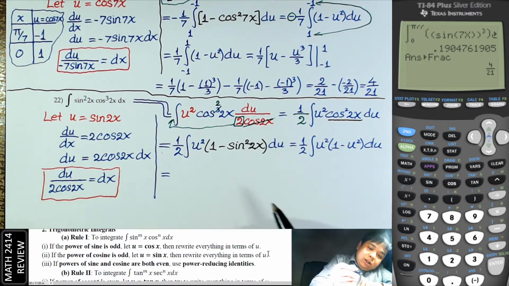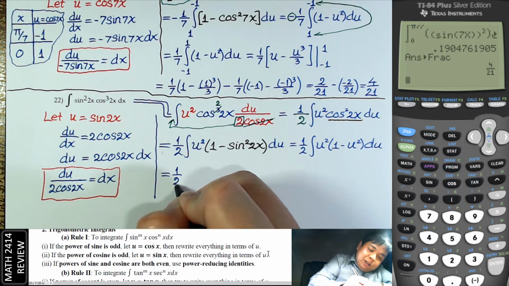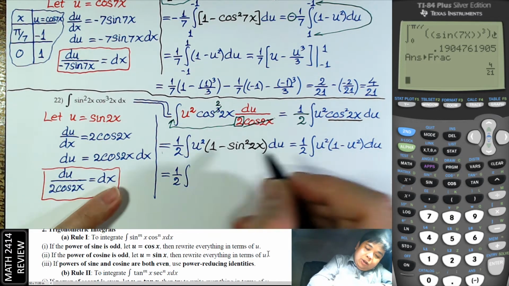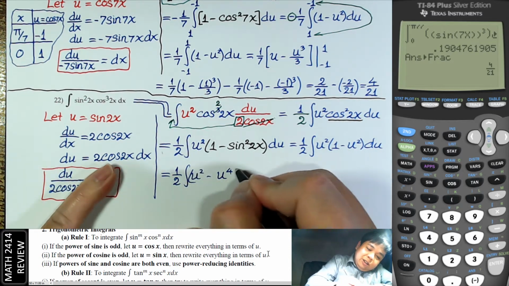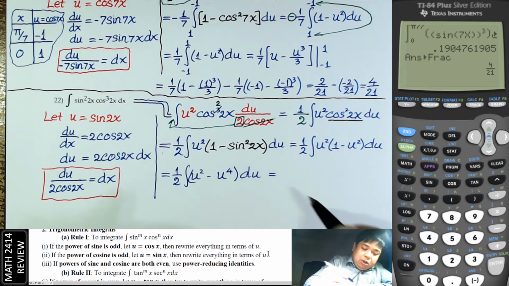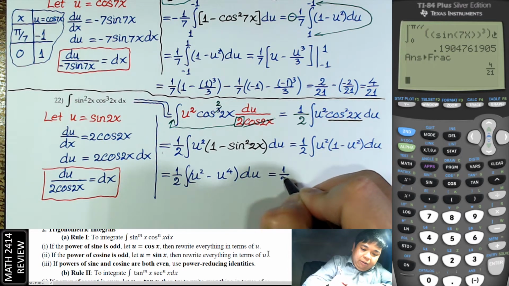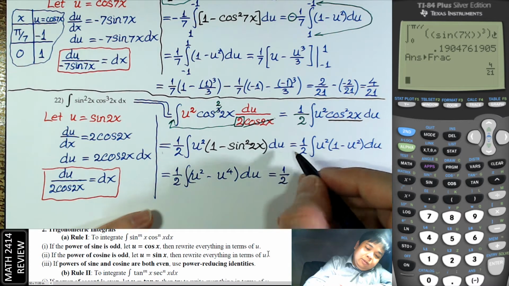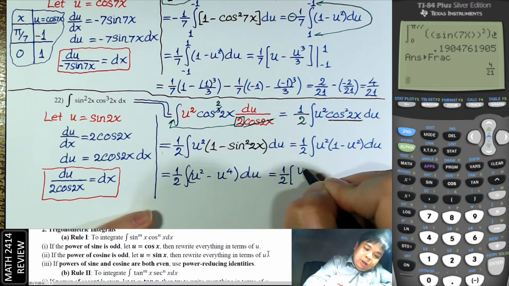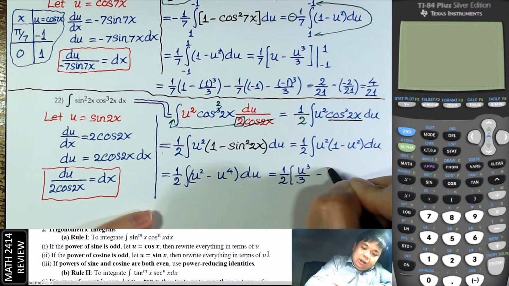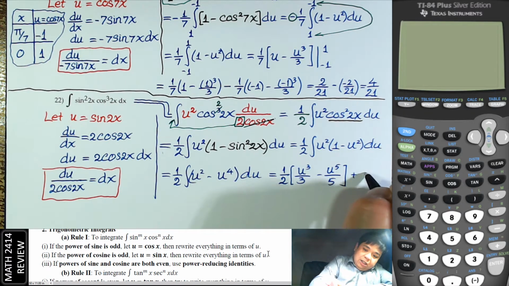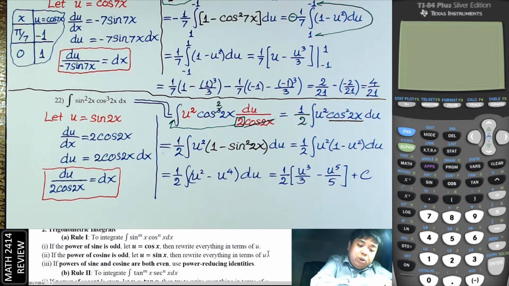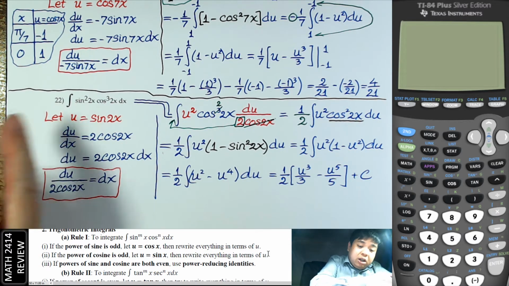And sine square is u square. Right, multiply it out. u square minus u to the 4th du, and the integral will be 1/2 u cubed over 3 minus u to the 5th over 5, and then plus a constant c. And at the end, all we need to do is substitute back: u is sine of 2x.